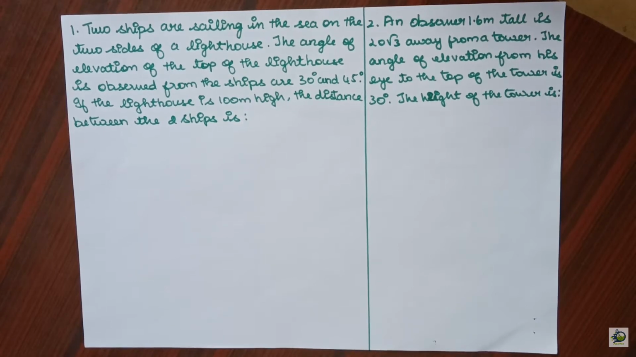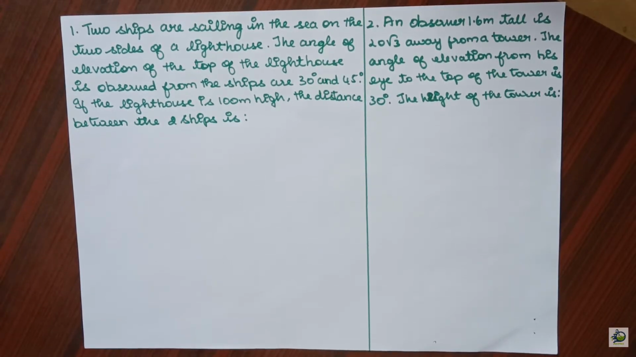Today we are going to deal with heights and distance problems. Here, a man will be seeing a tower, so we have to find the distance between the man and the tower, or else we will be finding the height of the tower or the angle of elevation. So such kind of problems we will deal with here.